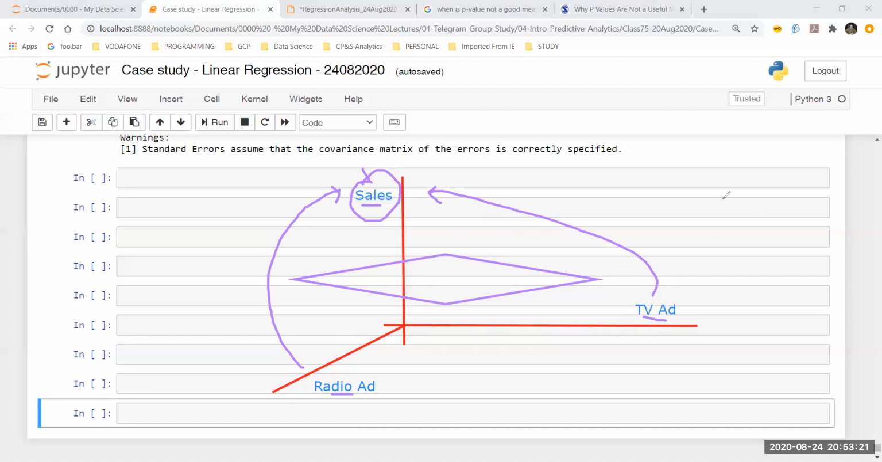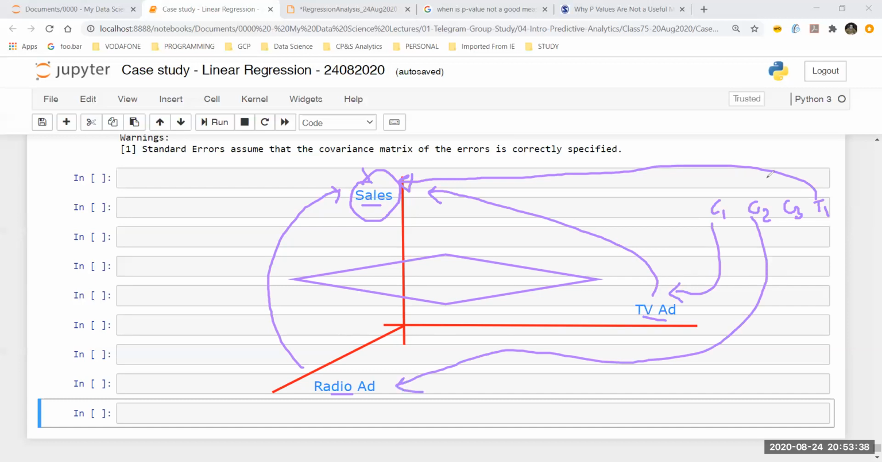the fact that, okay, let's say we have columns C1, C2, and C3. These are my independent variables. And then I have a target T1, which is my dependent variable. In this example, sales is my target, and C1 may be TV, and C2 may be radio, and C3 was the newspaper ad, right?